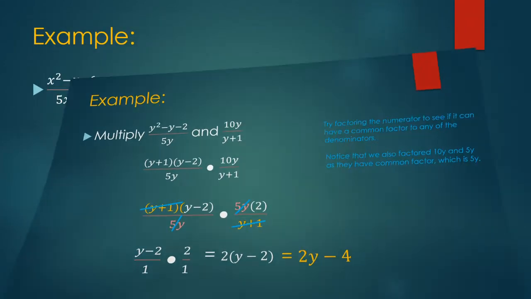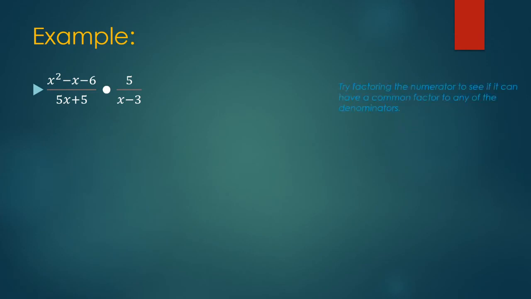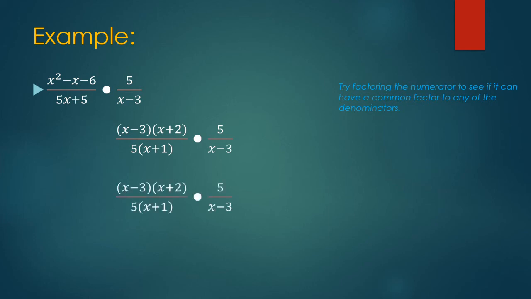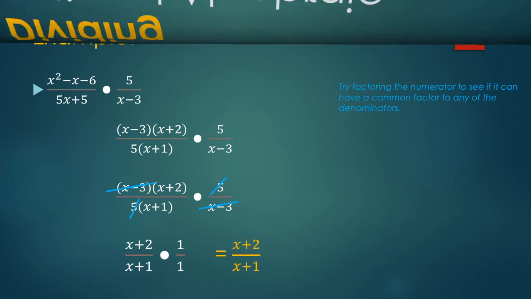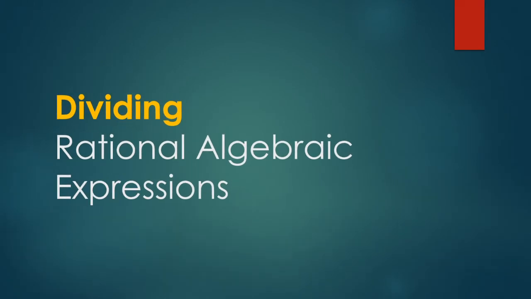For the third example, same as the second example, we will factor the numerator to see if it can have a common factor to any of the denominators. So actually, we will also factor 5x plus 5. So here are the factored forms of the numerator and the denominator. Then, we will eliminate x minus 3 and 5. So there we have x plus 2 over x plus 1. That's the final answer. We will now have dividing rational algebraic expressions.